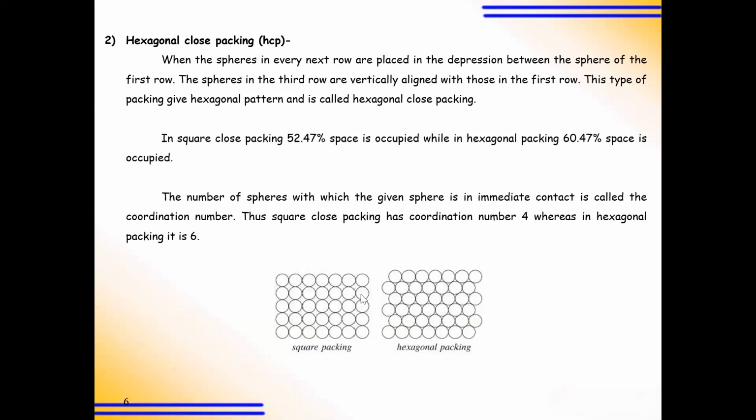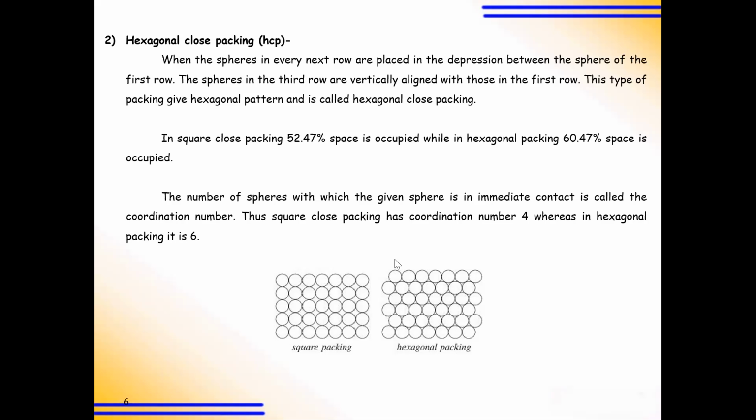Like this, right? So the space between this, in a hexagonal close packing, is more occupied, so the remaining space is very less as compared to the square close packing or CCP. So this is the difference between the two. It's 52% and it is 60% like this.